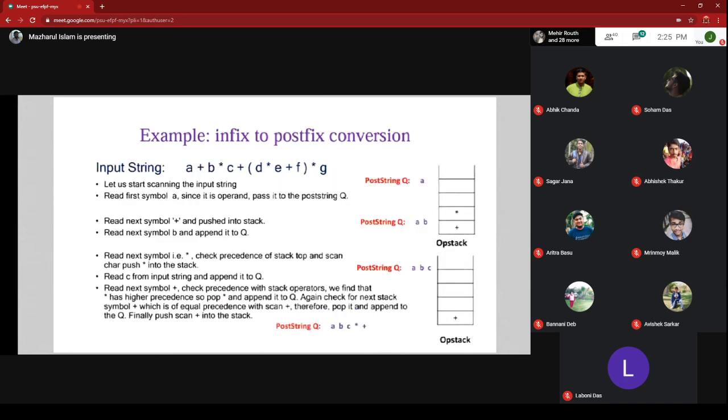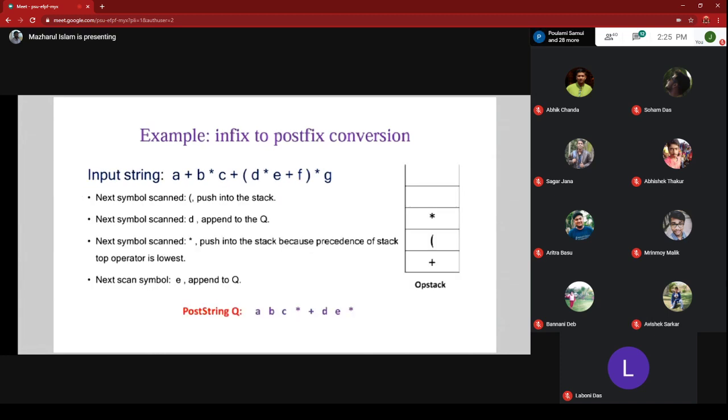So the second multiplication symbol will be pushed on the op stack. After that second multiplication, what is your operator? Operand? The operand is E. Now E will be appended to the partially constructed postfix string.